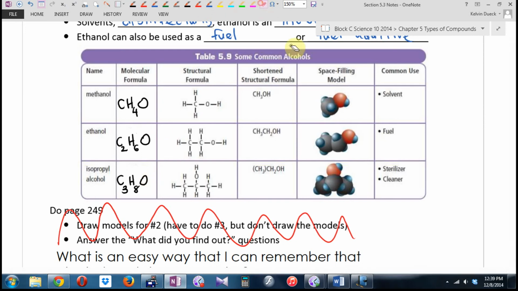So methanol is often used as a paint solvent. Turpentine has some type of alcohol in it. Ethanol, used as a camp fuel. And isopropyl alcohol, rubbing alcohol, used as a sterilizer, as a cleaner. Yep. What type of alcohol is the one that people drink? Ethanol is the one that you'll find in wine or beer.